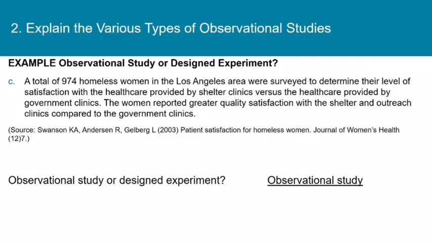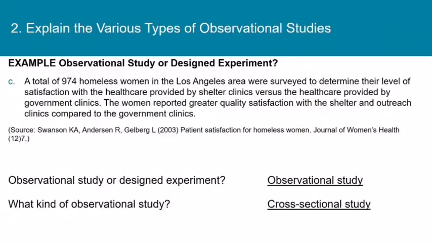Now, which type? Is this cross-sectional or case controlled or cohort? Well, they're not looking back to the past and they're not looking forward to the future. So it's not going to be case controlled or cohort. It's just right now, what is your satisfaction level right now? And so this is going to be a cross-sectional study.